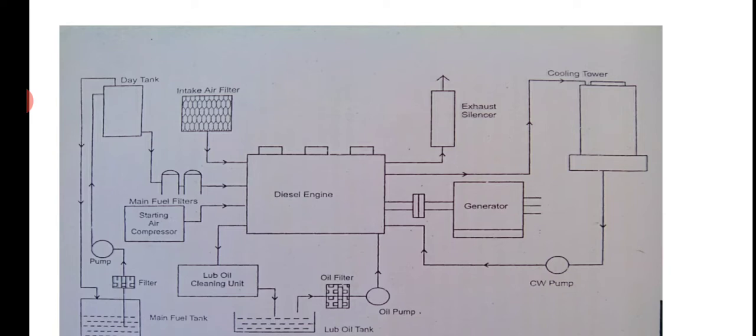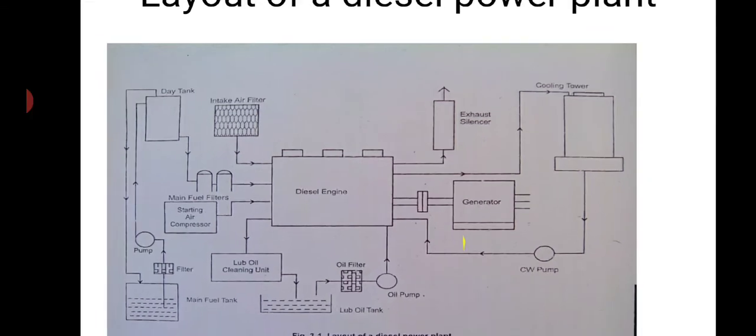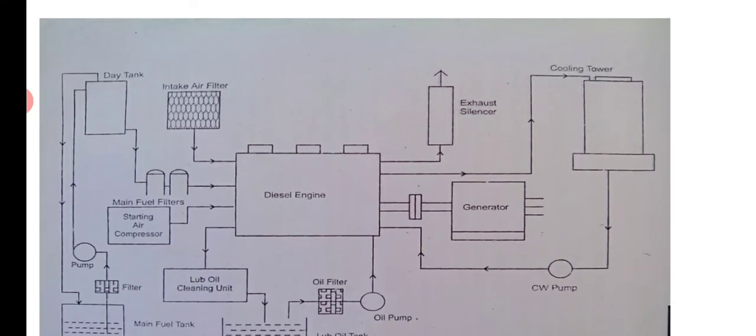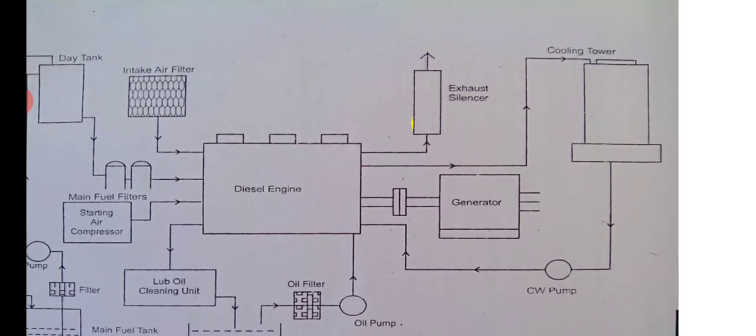Diesel engines, it is not one engine. As I was telling, in the Tata power plant at Belgaum, they had 5 engines. Still they had capacity for additional 5. So when power plants are built, they also keep a scope for future expansion. So the diesel engine is there, which is coupled to the generator, we can see.